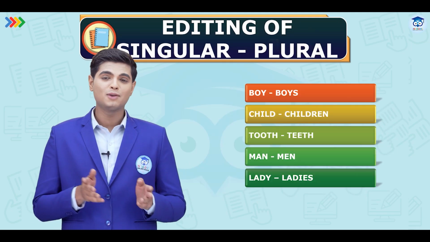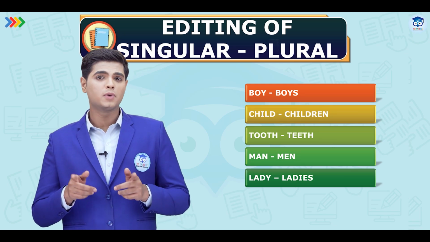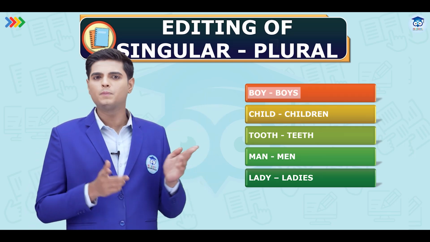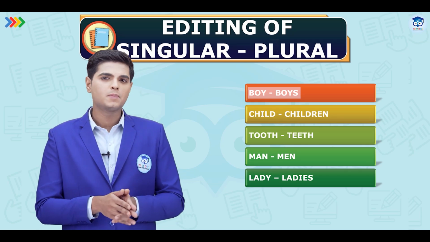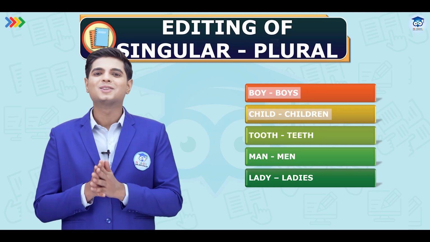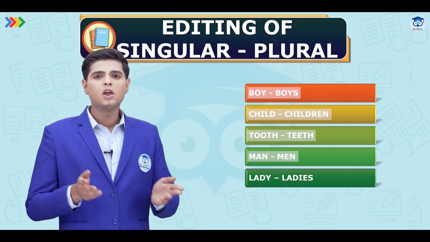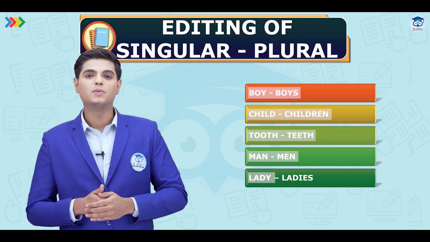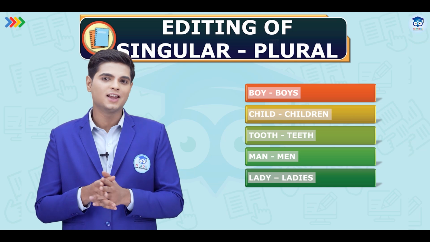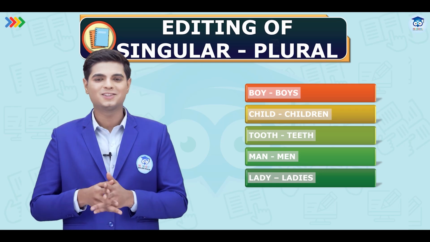Let's start with singular and plural nouns. Many words have irregular plural forms, so it's important to remember these rules. For example, the singular boy becomes boys in plural, which is straightforward, but some are tricky. The word child turns into children, not childs. Similarly, tooth changes to teeth and man becomes men. You also have cases like lady, which becomes ladies, changing the ending to IES instead of simply adding S. Knowing these helps you use the right noun form so your sentences make sense and sound correct.